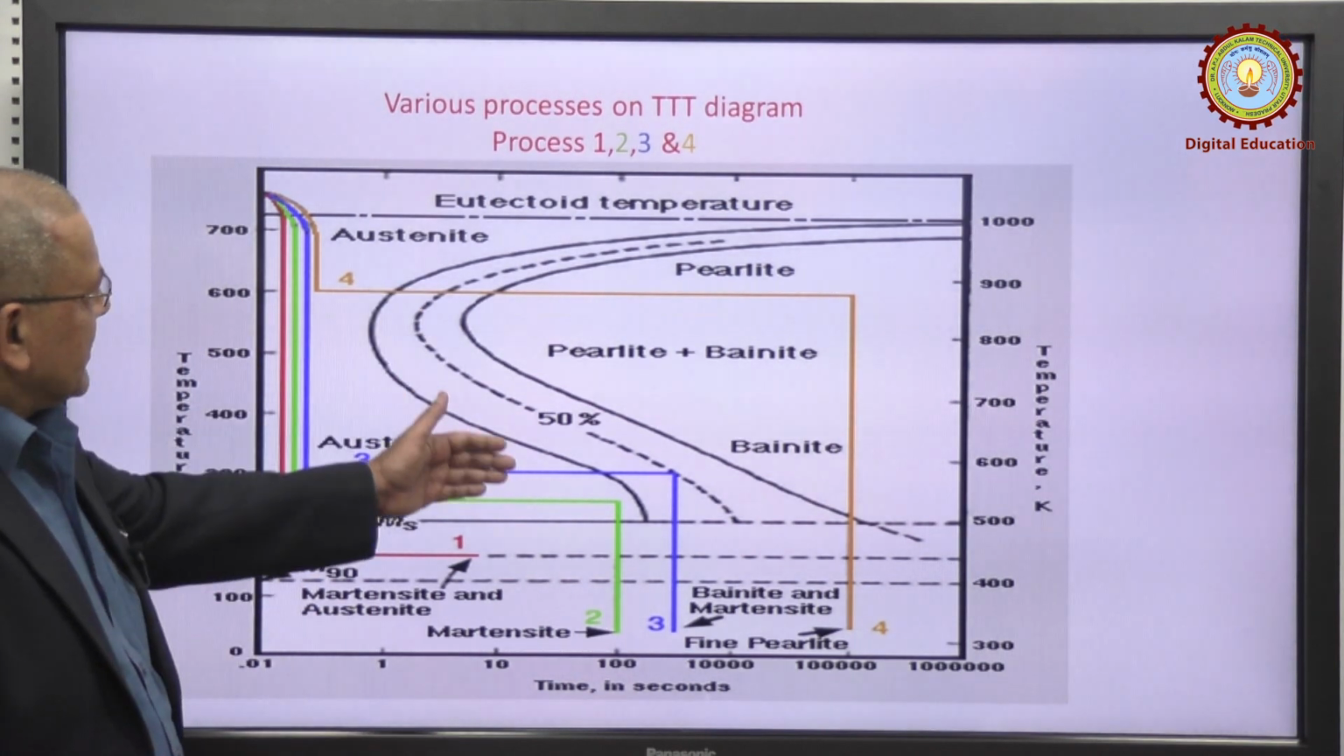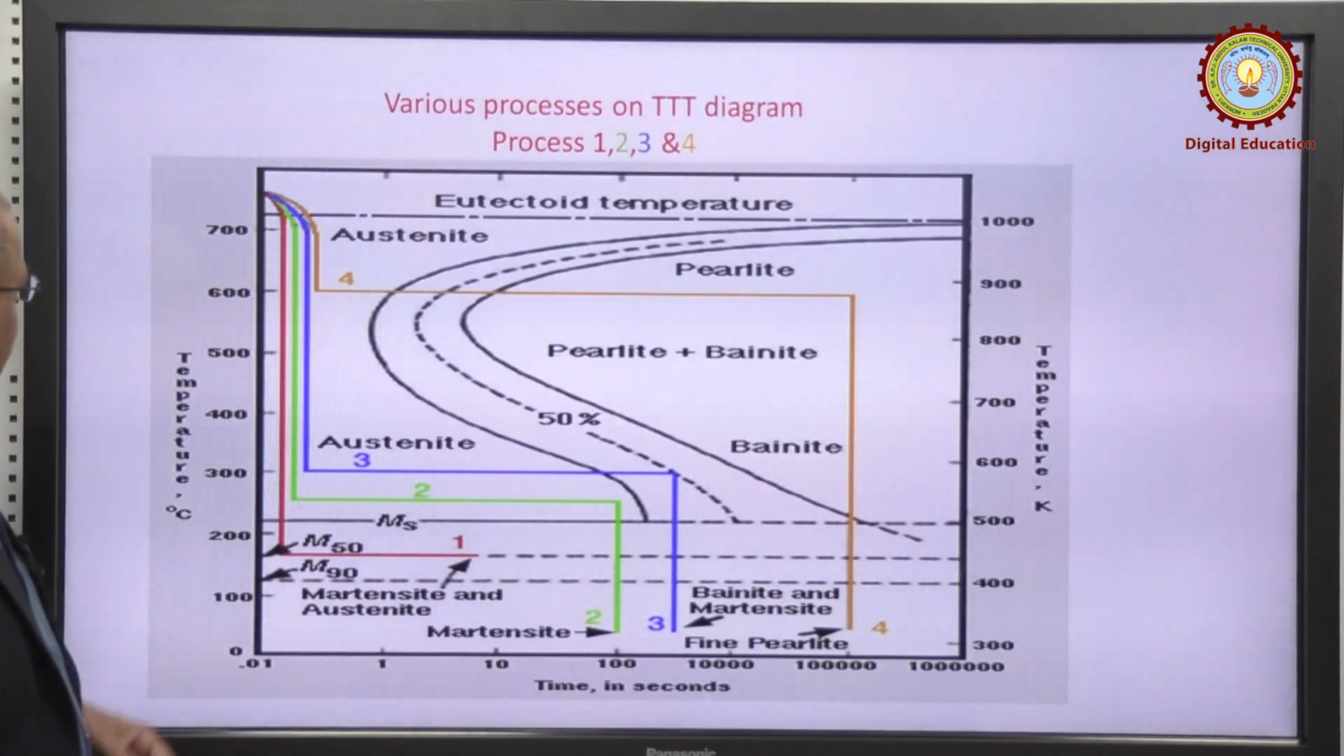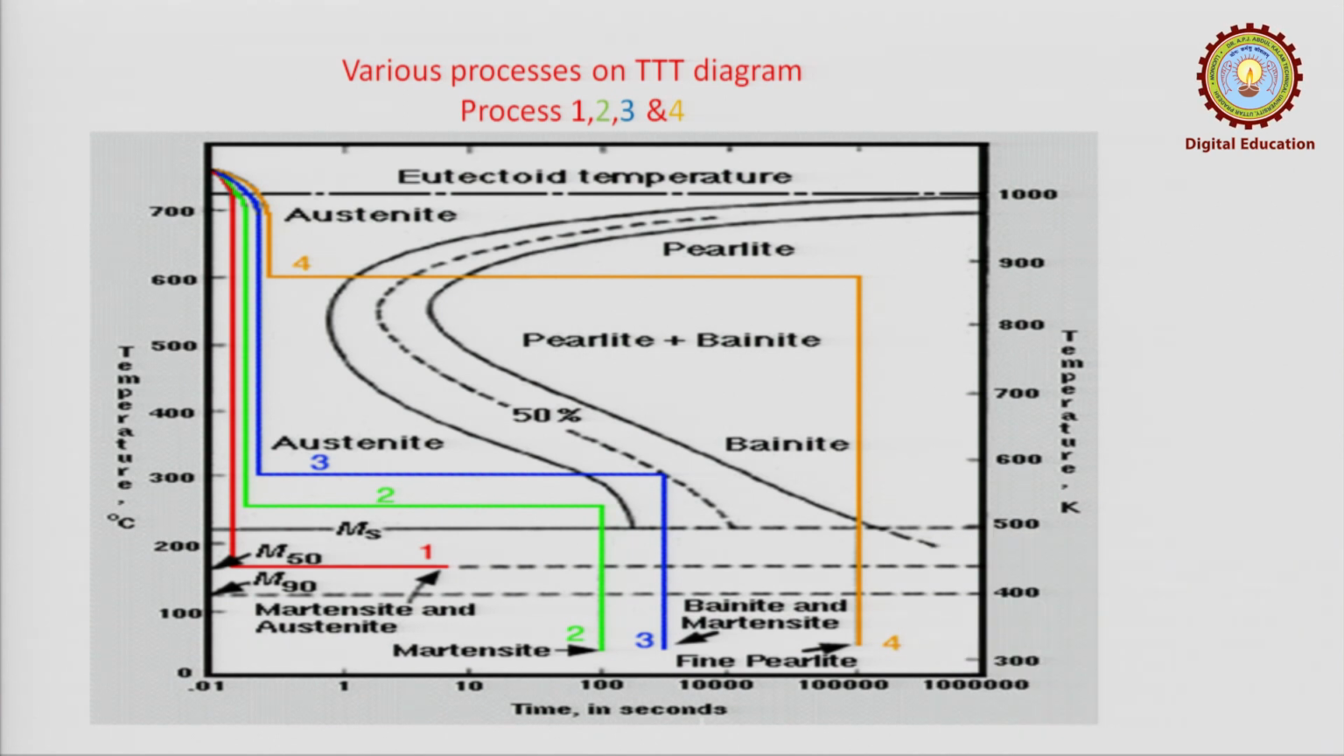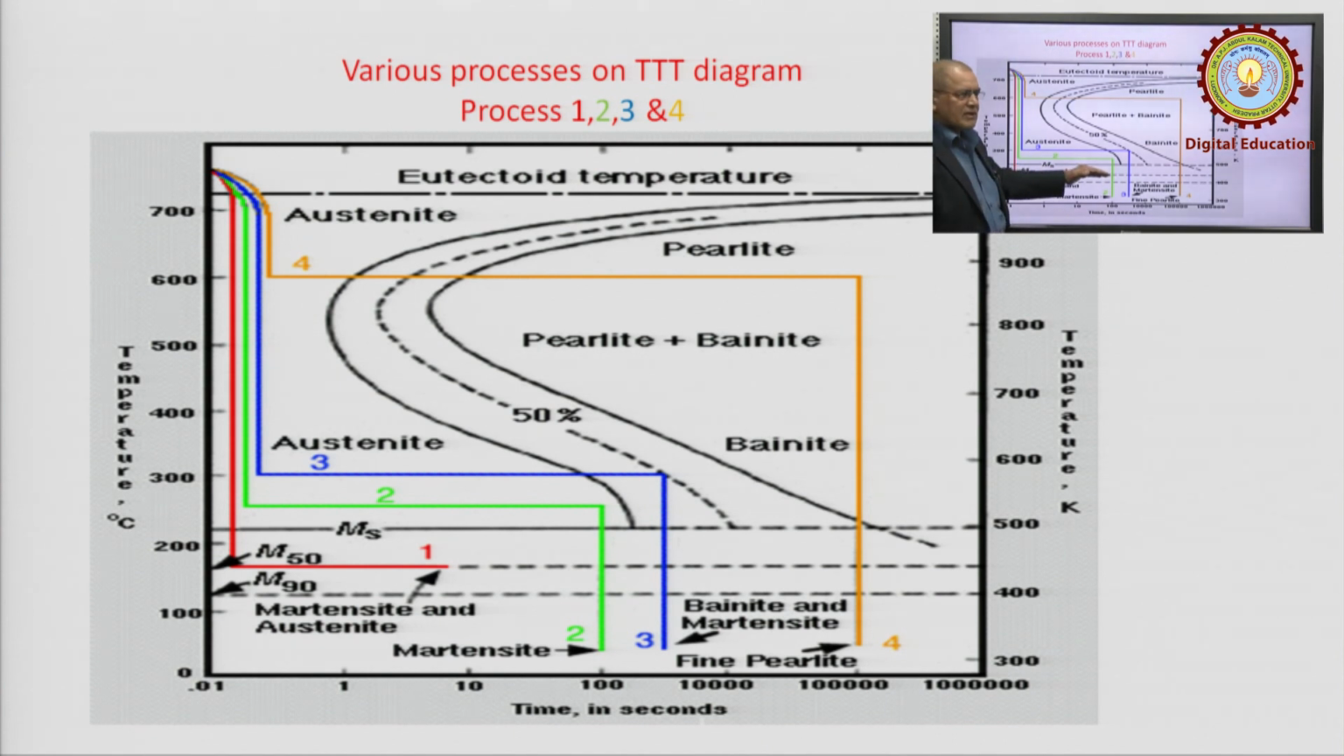These are the various processes, even though I explained them. Let us say this red color is process 1, then process 1, 2, 3, 4, there are 4 processes on this TTT diagram. They will indicate how the changes are taking place. Let us take process 1, which is represented by the red color line. The temperature here is beyond 723 degrees centigrade, with drastic quenching, and the temperature is dropped to around 160 degrees centigrade. From that, isothermal transformation starts.